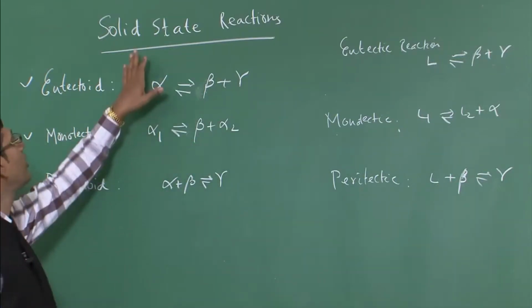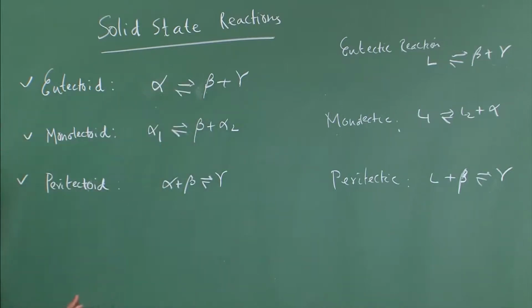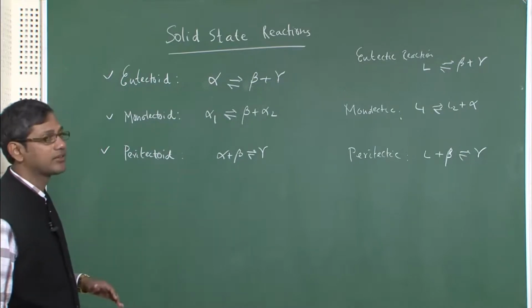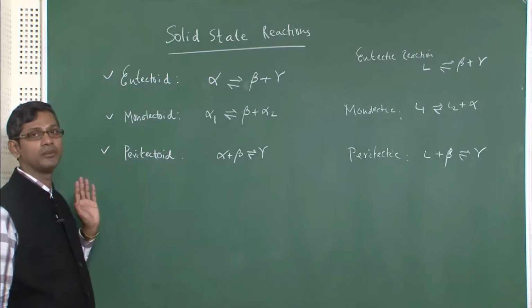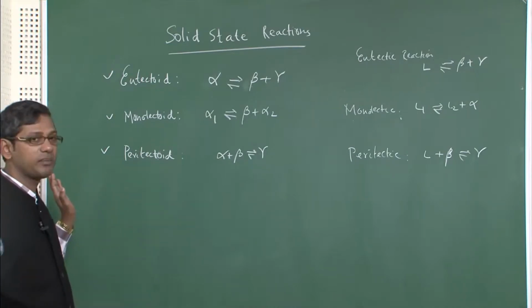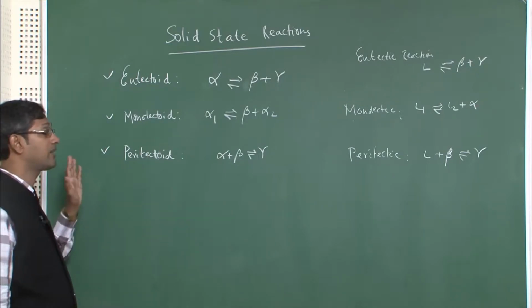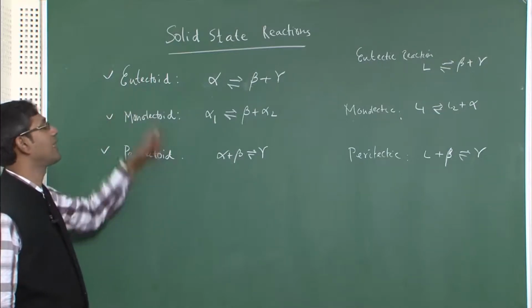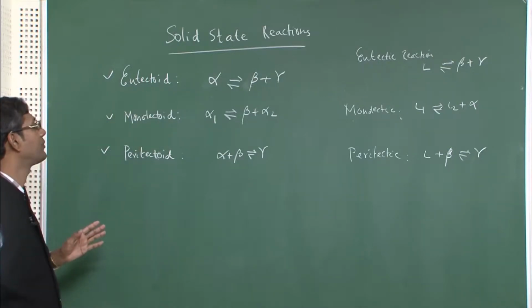Now if you look at eutectoid and peritectoid reactions, they look opposite to each other, but the way the reaction mechanism occurs is not the same, so they are not opposite. Although these two reactions look similar, things are not opposite.